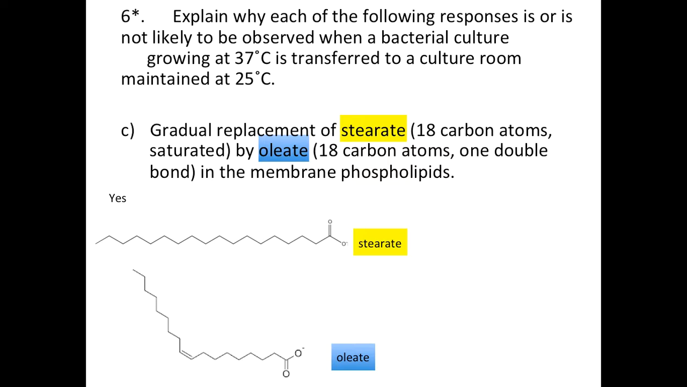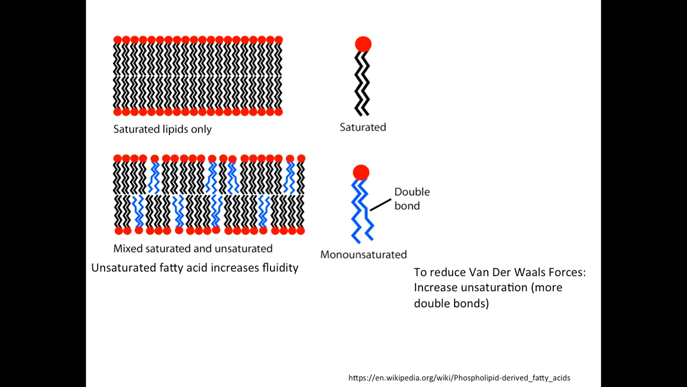Again, the cell is trying to increase its membrane fluidity by reducing the strength of the van der Waals forces between the hydrocarbon tails. Another way to reduce van der Waals forces is increasing unsaturation, making more double bonds. Saturated lipids can stack up neatly, decreasing fluidity, but unsaturated lipids form kinks, disrupting the fluidity of the membrane.